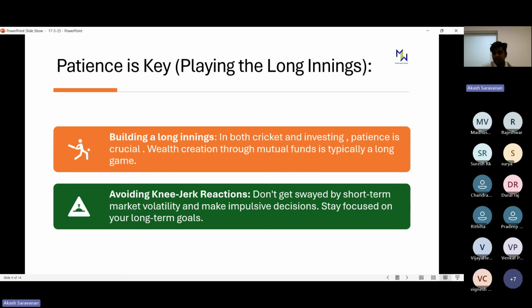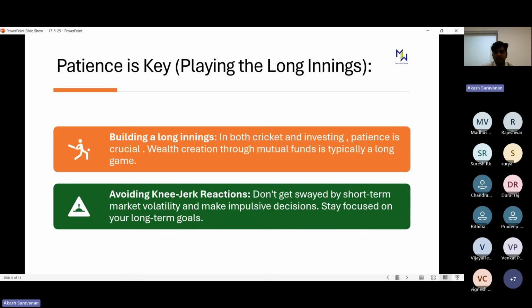So patience, as you know, mostly the topic is chasing, but still you need to have patience even to chase. It mainly depends on what kind of investor you are, what kind of game you want to play, whether you want to play a T20 kind of innings, or a one day, or you want to play test level cricket.